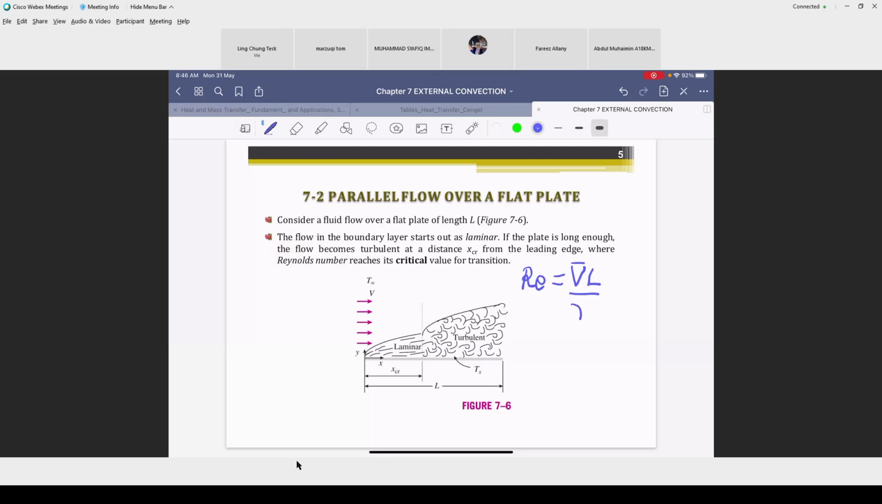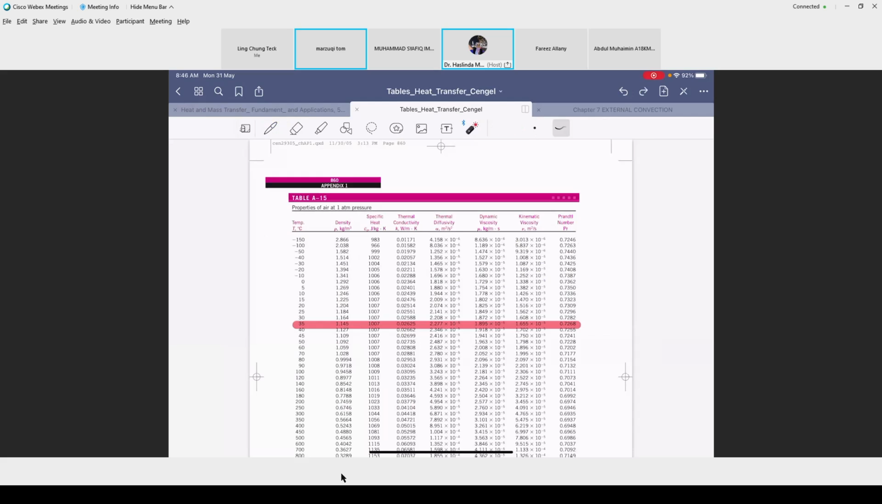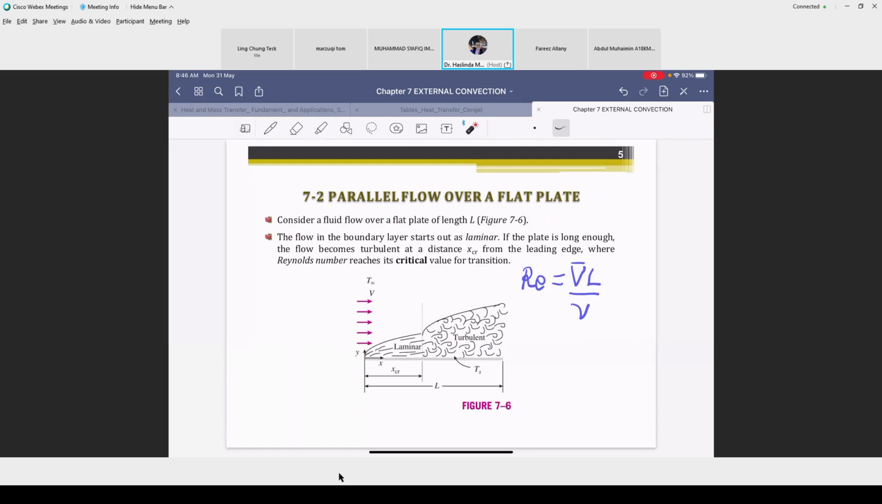And then this one new. Remember tak what is new? Yeah. Kat sini ada kan? Viscosity. We have kinematic viscosity or dynamic viscosity. But in our case, yes, we use kinematic viscosity. Okay, so we will use this equation to determine Reynolds number.